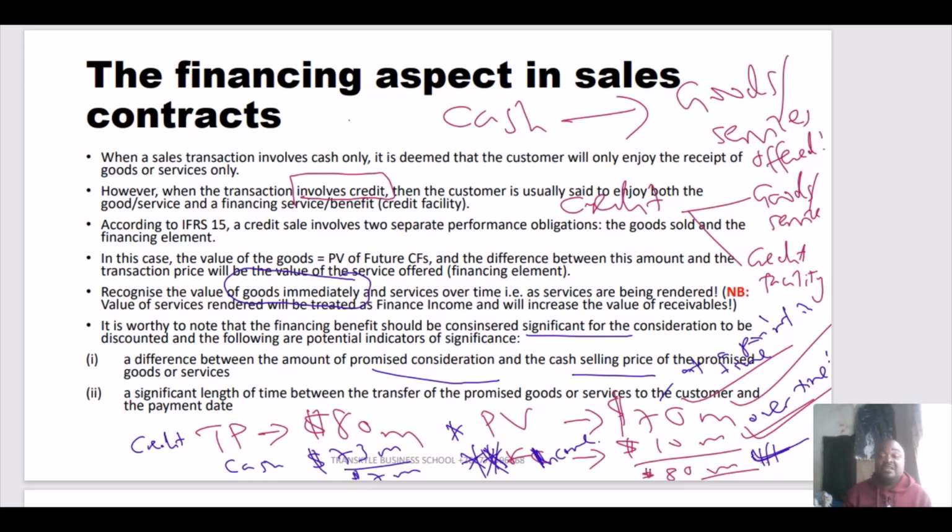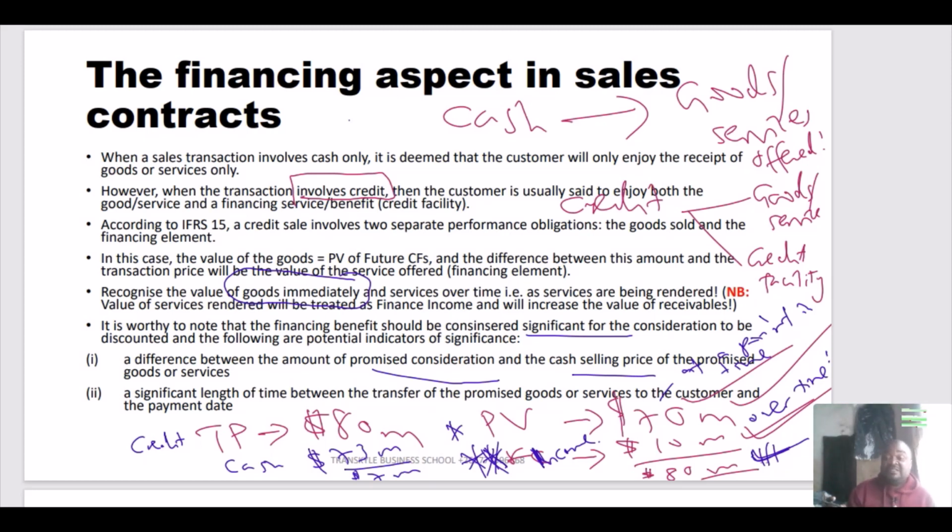If the difference between the cash price and the credit price is so big, then the financing benefit would also be big, and then you need to follow the present value of cash flows method in recognizing your revenue. All right. So why is this part important? This part is important because you might overstate revenue if you do not follow the part wisely. You might end up overstating the whole revenue.